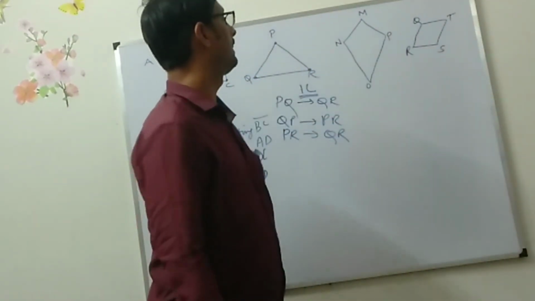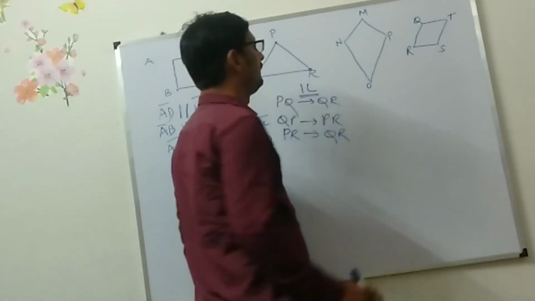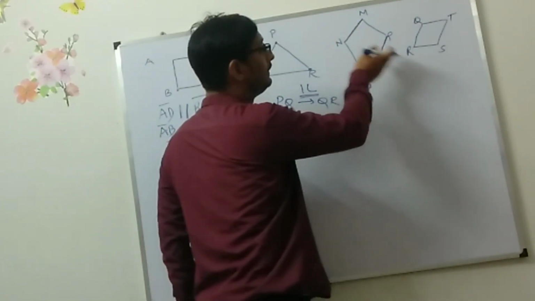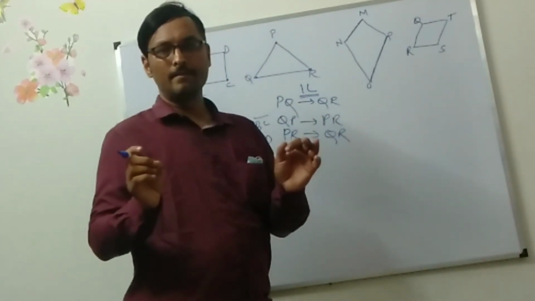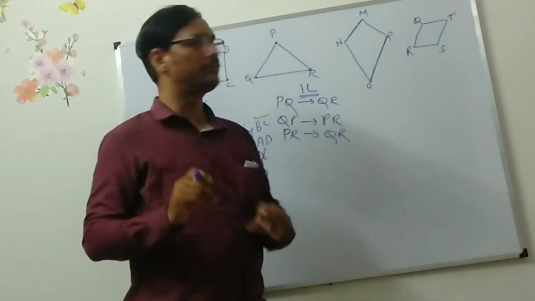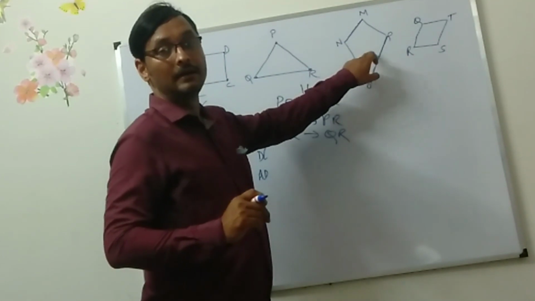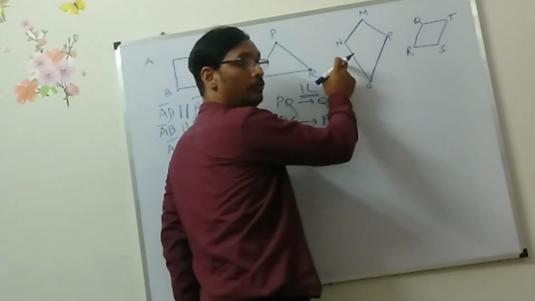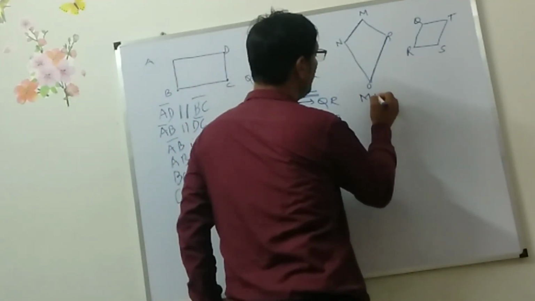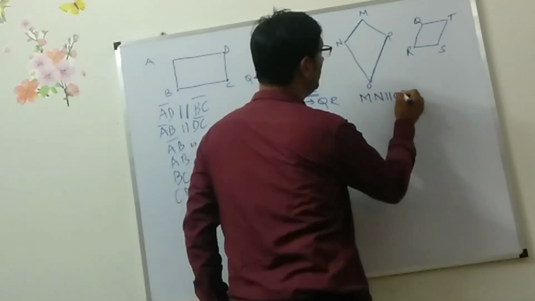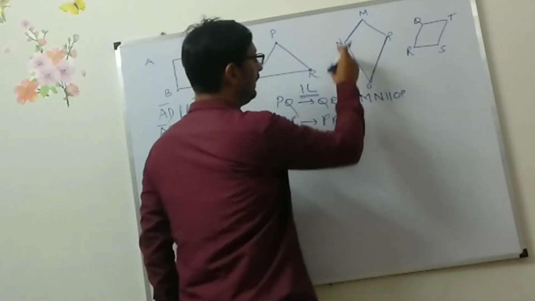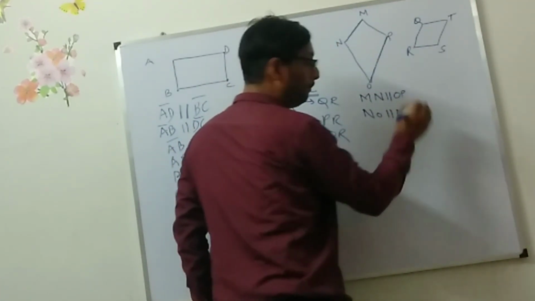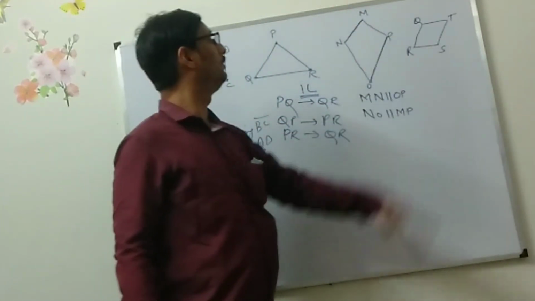In the kite, I need to find out parallel lines. This line is parallel to this line. They are maintaining equal distances. I am not good at drawing, so forgive me if I make any mistake. But this line is parallel to this one, and this line is parallel to this one. So MN is parallel to OP, and NO is parallel to MP. This line is parallel to this one.